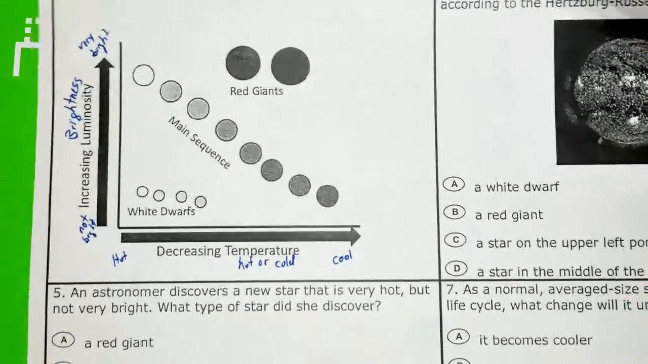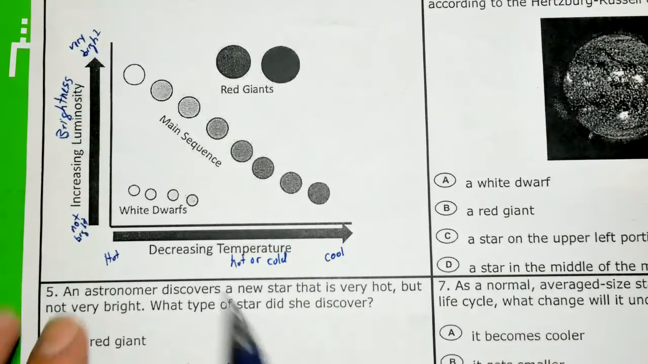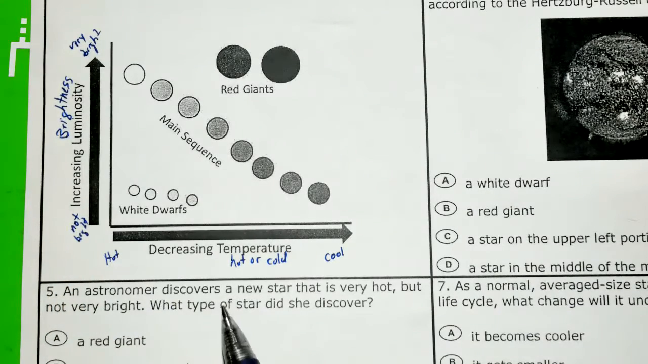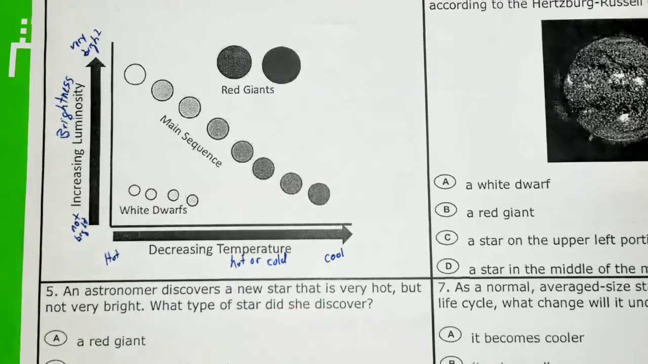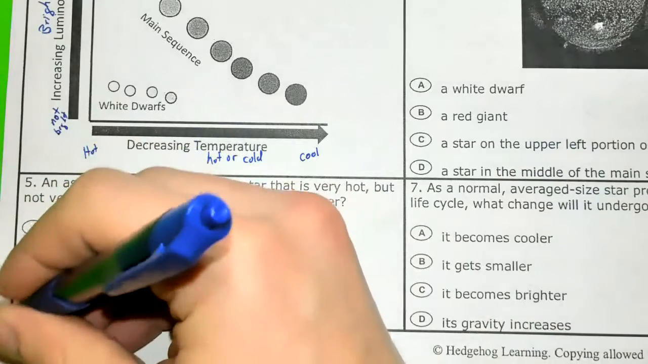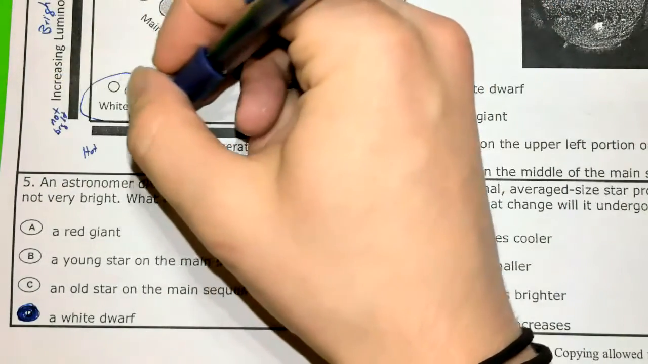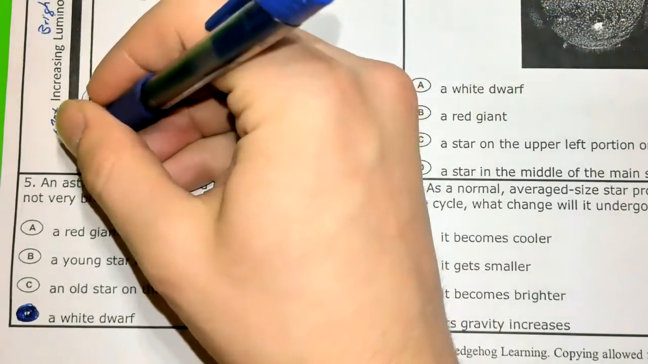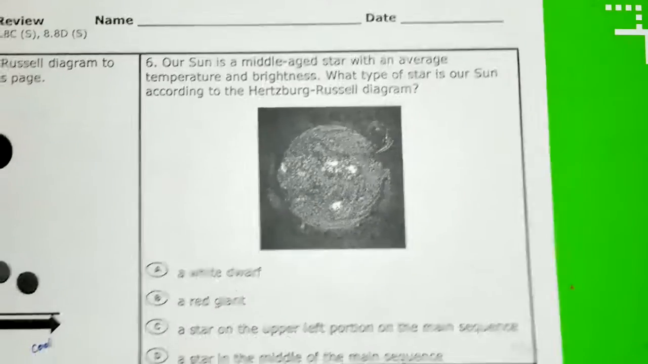Number 5 asks, an astronomer discovers a new star that is very hot, but not very bright. What type of star does she discover? So not bright, but very hot, most likely a white dwarf. All right, make sure it's one of your answer choices. It's going to be a white dwarf, okay? And that's going to be way up here. And that's not bright, but very hot. Okay. Good.